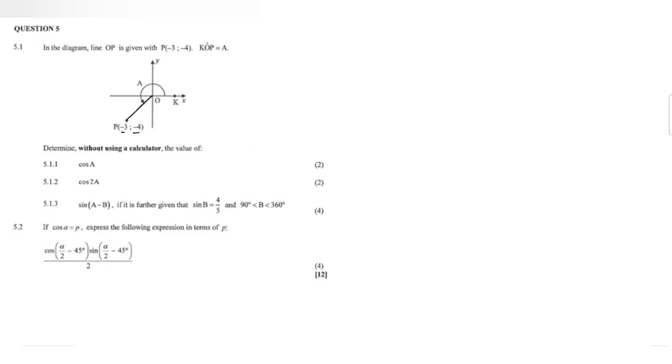And by definition, what is sin A? Sin A is y over r, and cos A is x over r. Then tan A is y over x, isn't it? So if you know the x value, y value, and r value, we can find any trigonometric ratio with respect to this angle A. Clear? So remember, this diagram is made for the angle A. Okay, let's start this question.